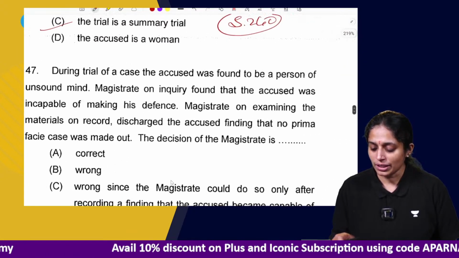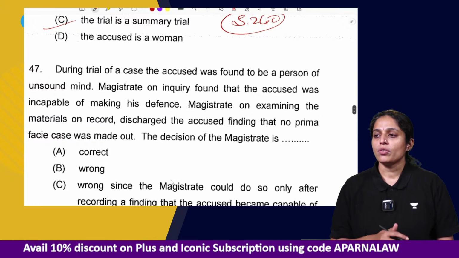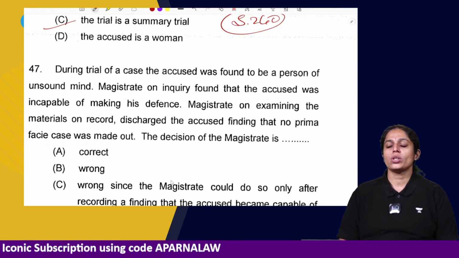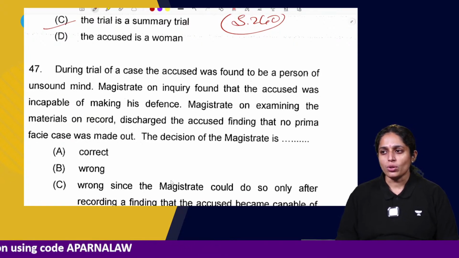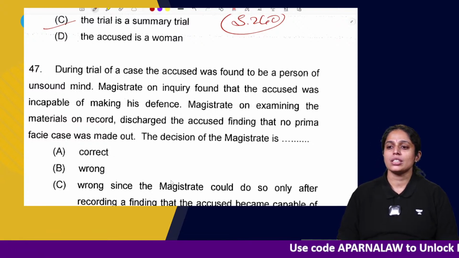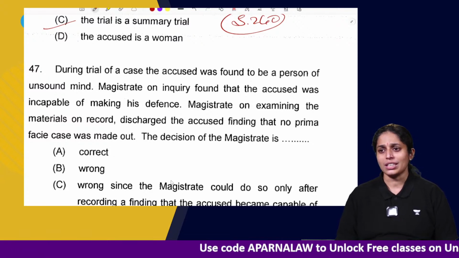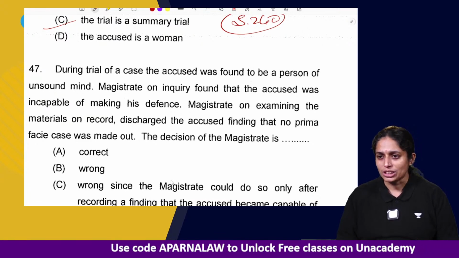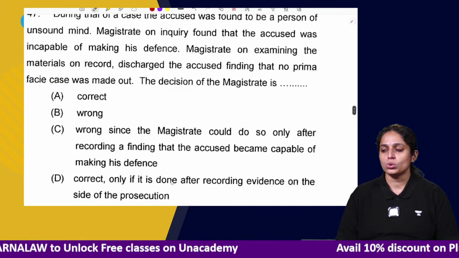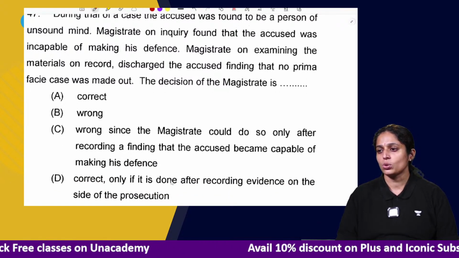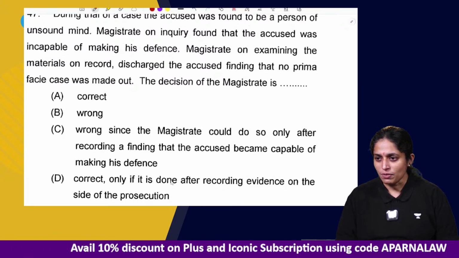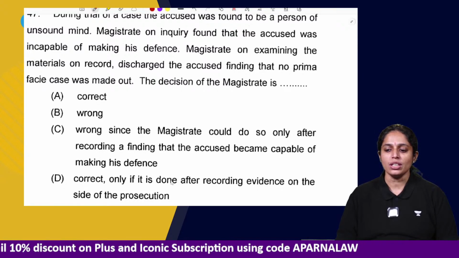During trial of a case, the accused was found to be a person of unsound mind. Magistrate on enquiry found that the accused was incapable of making his defence. Magistrate on examining the materials on record discharged the accused, finding that no prima facie case was made out. The decision of the magistrate is: A. Correct, B. Wrong, C. Wrong, since the magistrate could do so only after recording a finding that the accused became capable of making his defence, and D. Correct only if it is done after recording evidence on the side of the prosecution.